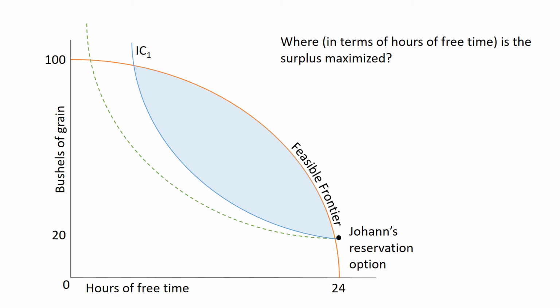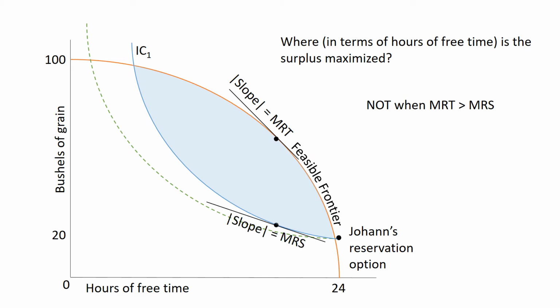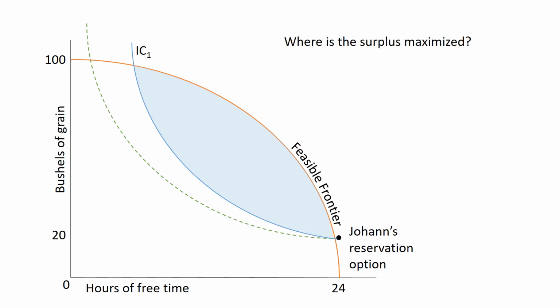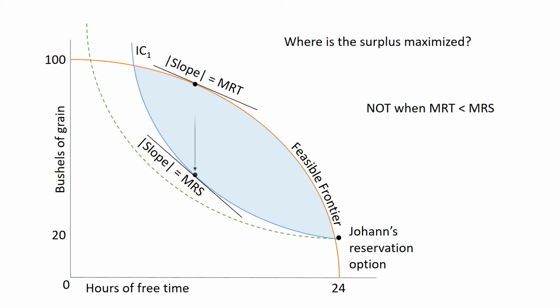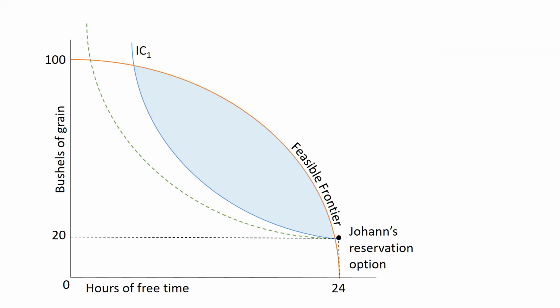Where, in terms of hours of free time, is the surplus maximized? Well, it's not maximized where MRT is greater than MRS. Recall that MRT is the absolute value of the slope of the feasible frontier, and MRS is the absolute value of the slope of the indifference curve. At this point, the surplus is not as large as it could be. Likewise, the surplus is not maximized when MRT is less than MRS. Again, the surplus could be larger.